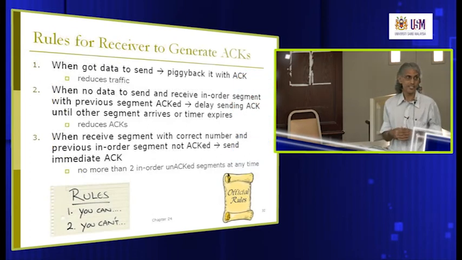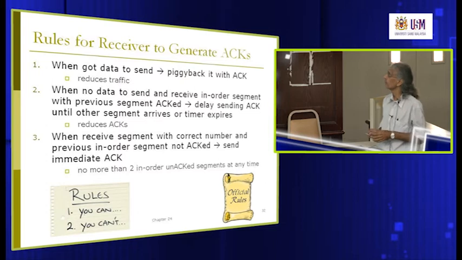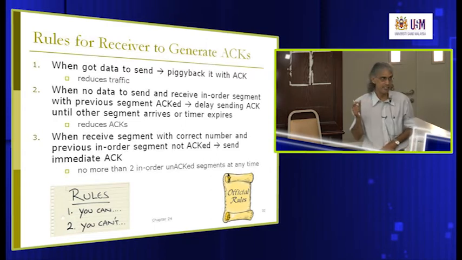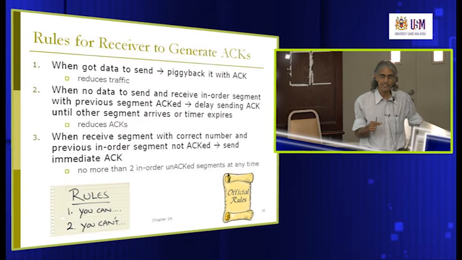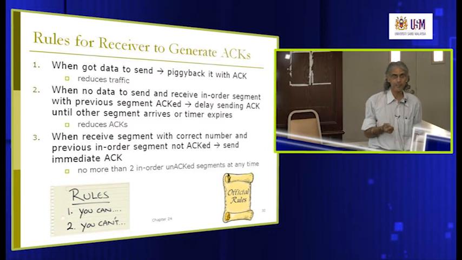In order to facilitate this error control, there are a few very simple rules used by TCP. The first one is that if you have data to send, send the data together with the acknowledgement. If the client sends data to the server and the server also has data to send to the client, the server can send its data plus the acknowledgement in the same packet. Piggyback it. We do not want to put too much traffic on the network, so we reduce the traffic.